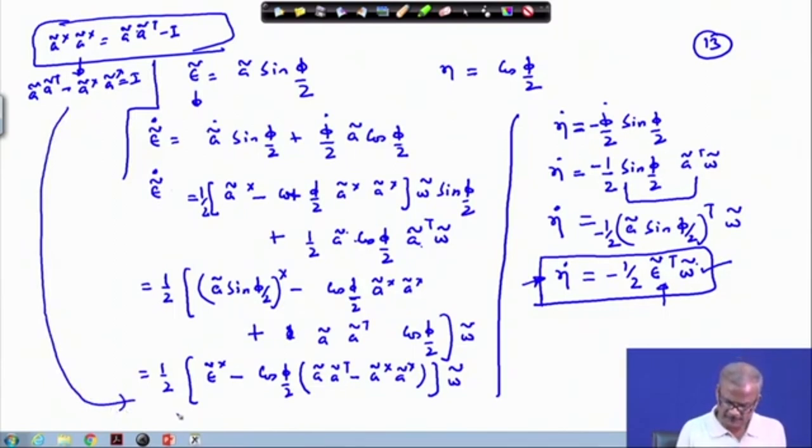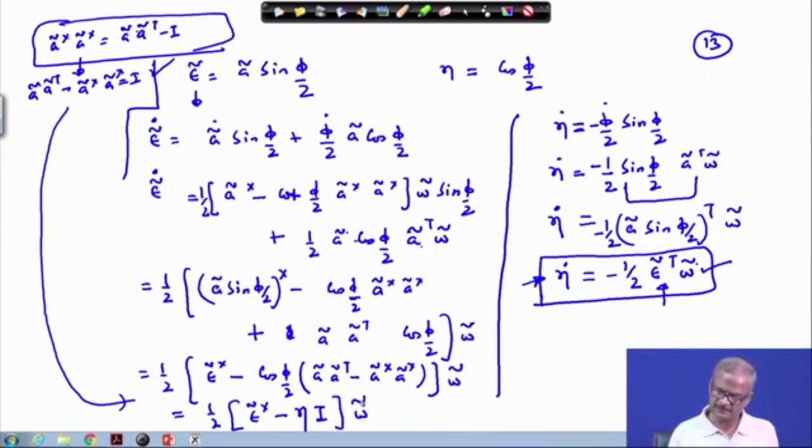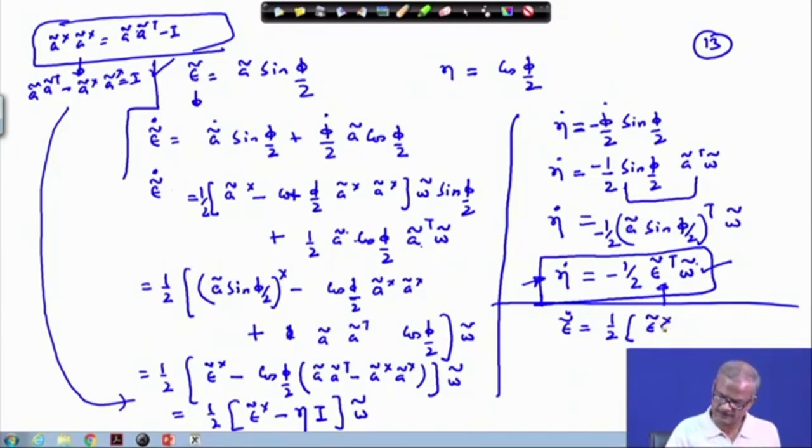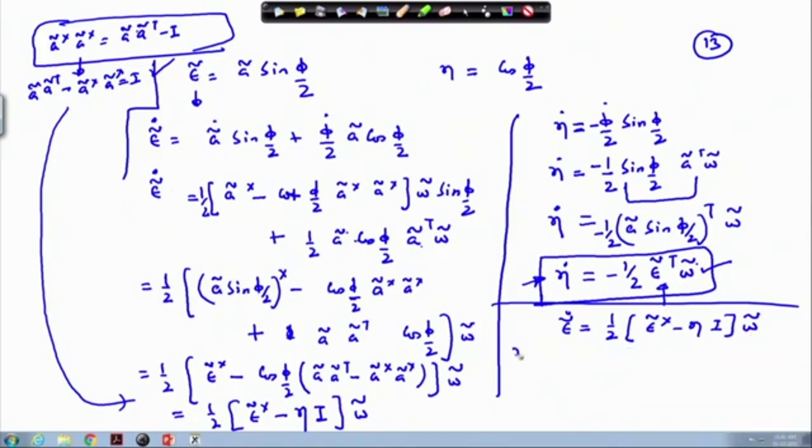here in this place. So, that gives you 1 by 2 epsilon tilde cross minus cos phi by 2, this is nothing but eta. So, we write it eta, and we pick up this I from this place. So, this is I times omega tilde. So, our final result is epsilon tilde dot, this equal to 1 by 2 times epsilon tilde cross minus eta times I times omega tilde. And eta dot, this equal to minus 1 by 2 times epsilon tilde transpose times omega tilde.